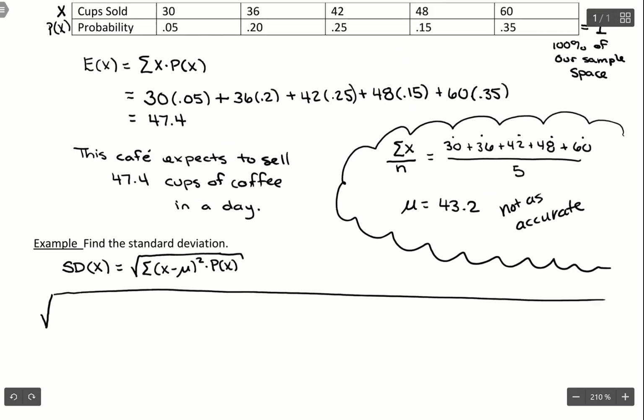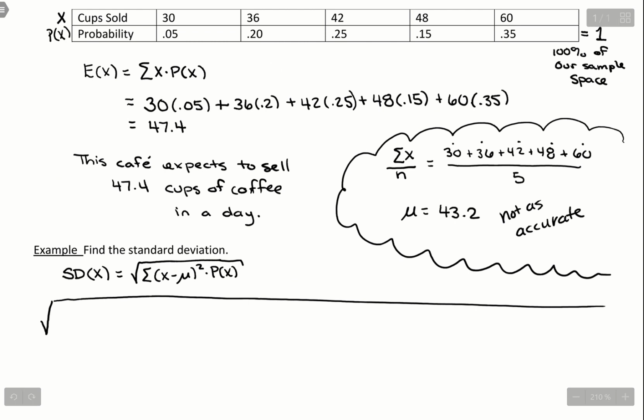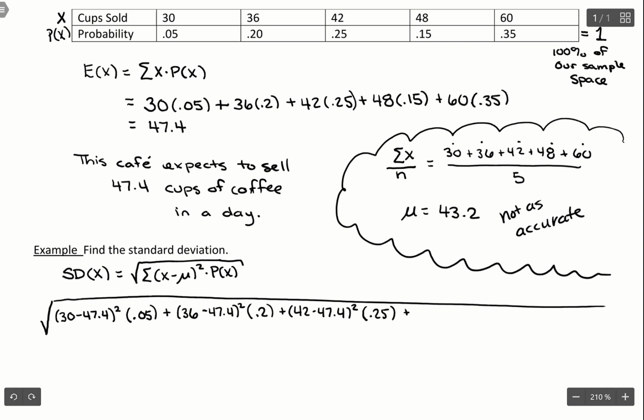And this one gets a little long here. So we're going to start off with how 30 deviates from the mean. So we take 30 minus that mean of 47.4, square it, then multiply it with its probability of 0.05. Then we can add on the next one. 36 is our data value, minus the mean squared, times its probability. And then 42 times its probability, and get these last two down. But notice the mean stays the same for each of these. What's changing is the data value and its probability. And the last one's that probability of 0.35.